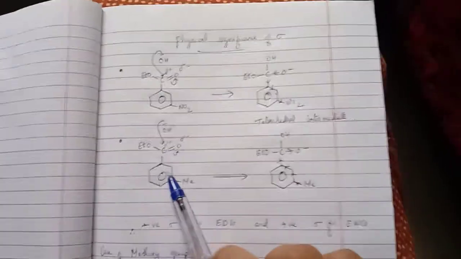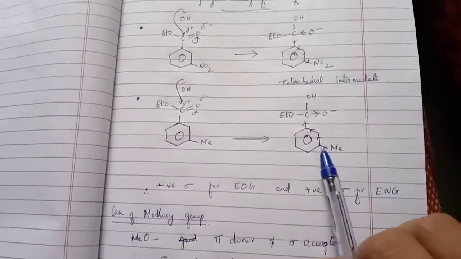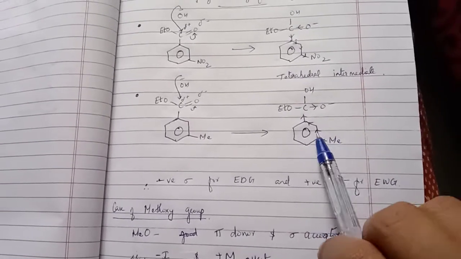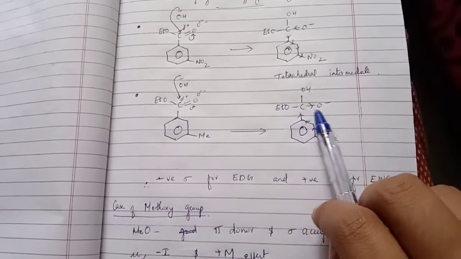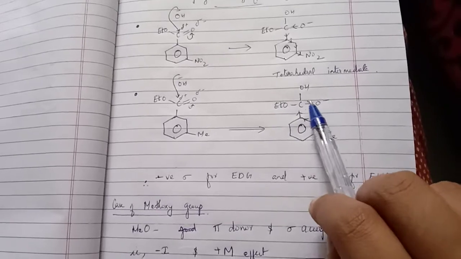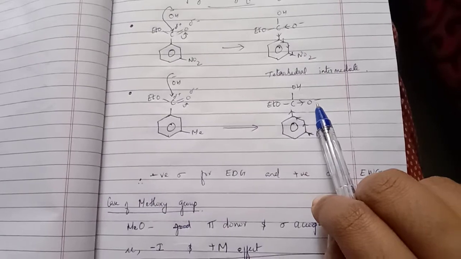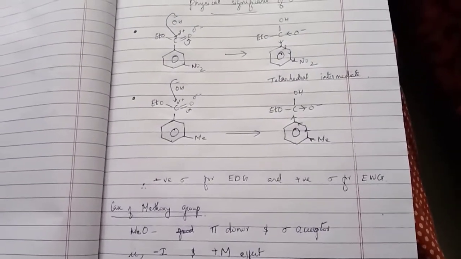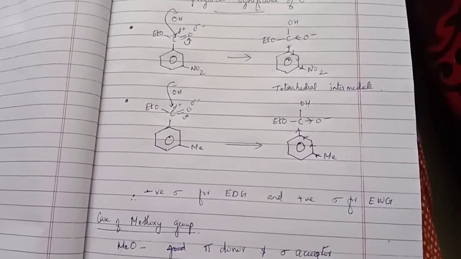Now we consider a methyl group at the meta position. It is an electron donating group. When the electron donating methyl group comes, it has a plus I effect, so it will donate electron density towards the ring. It will be like this, and the oxygen will have more negative charge. So the tetrahedral intermediate will be destabilized. That is why electron donating groups have a negative sigma value. These are the two cases, for an electron donating group and an electron withdrawing group, of how sigma becomes positive or negative.